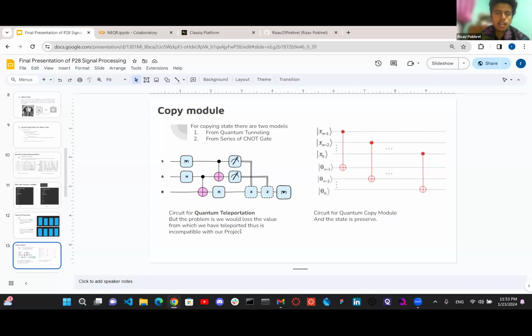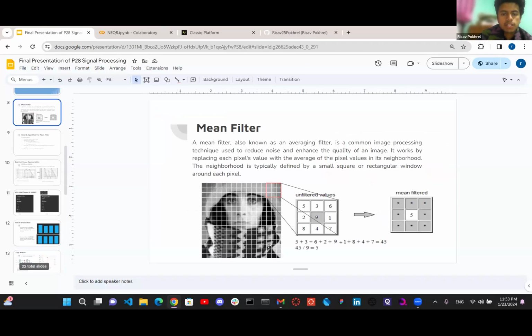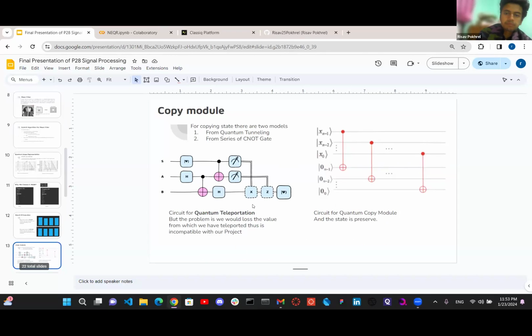So we have to track every image many times. When we filter this part, we have to access this image, and when we go through this part, we also have to access this. So quantum teleportation won't work with our project. Instead, we go through this using a series of circuits of controlled gates.